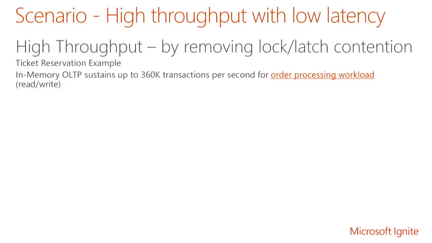Now, high throughput by removing lock and latch contention, right? The first example that I have, a ticket reservation example, is an ideal example for that. As I said, we have an order processing workload. The reason I put the link there, in the GitHub, is that this application is there using a memory optimized table. You can download and play with it. And we got 360K transactions per second with memory optimized table, right? So this is one of those ideal situations for memory optimized tables.